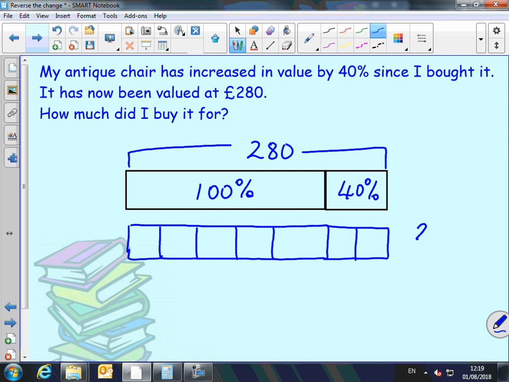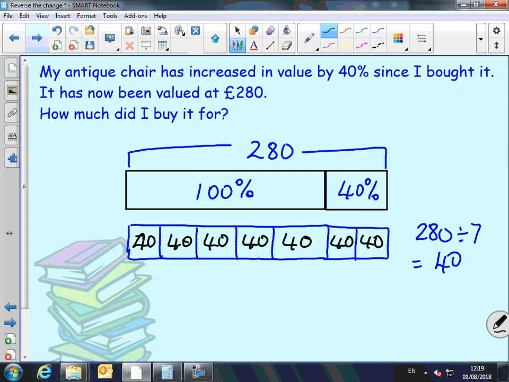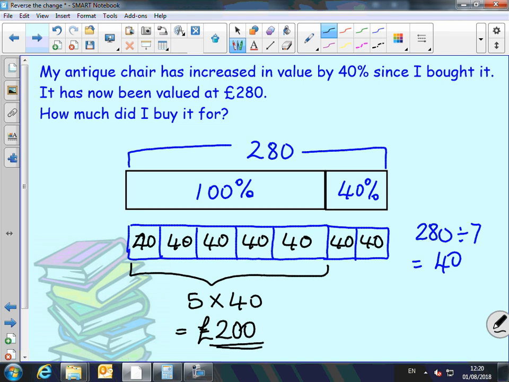And so we're going to say 280 divided by 7, and that will give you 40. So each part here is worth £40. So we want to know how much the original price was that I paid for it. That would be represented here with your 100%. So you've got 5 times 40, and that should have given you £200. Well done.